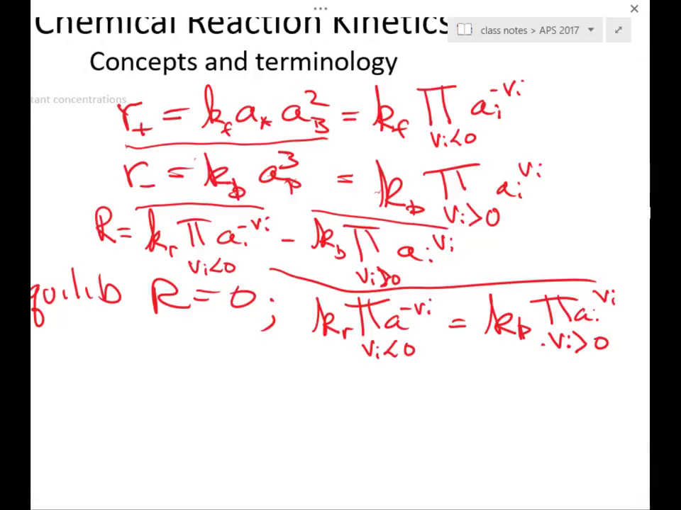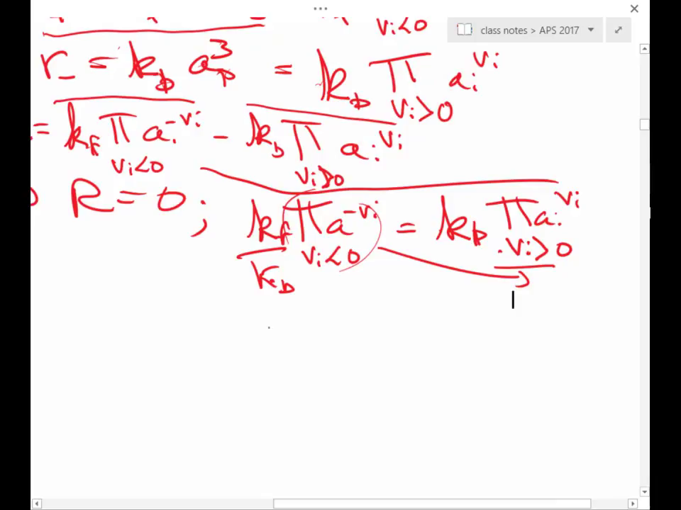All right. Well, so now what we do is we're going to divide through by KB, and we're going to just kind of rearrange this. So the KB comes over here. It should be K. Oops. This R should be KF, the forward reaction rate. Okay. So this guy comes over here, and this goes over here. So we'll end up with this.